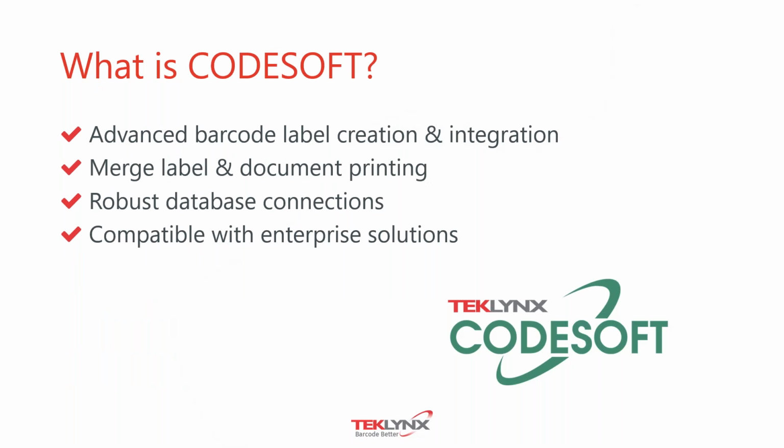So before we jump in, let's just talk about the software we're using. What is CODESOFT? CODESOFT is our advanced barcode labeling software. It's very easy to integrate into your existing business systems, including ERP systems. Some of the more advanced features, such as grid fields, enable adding multiple database records onto one template to facilitate document printing.